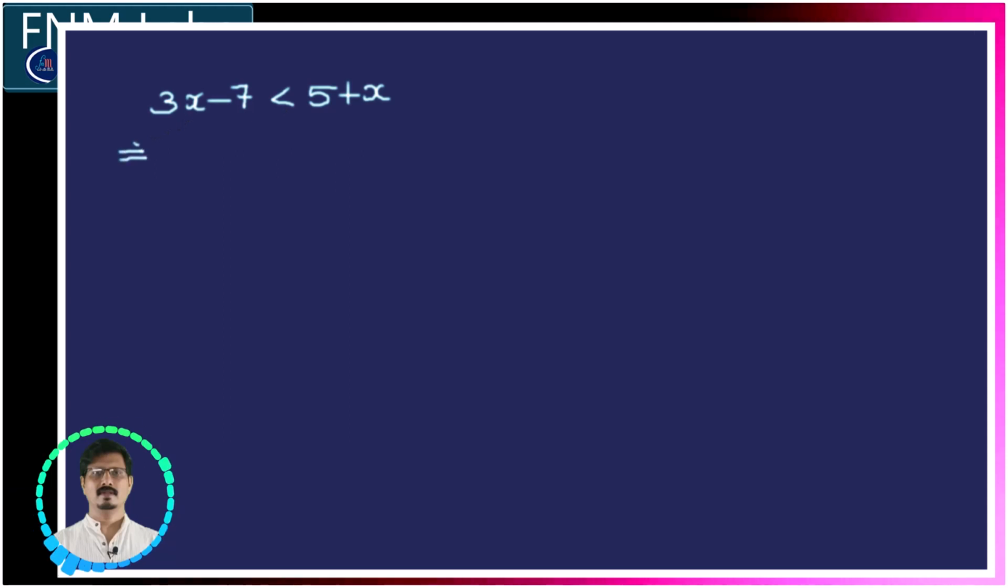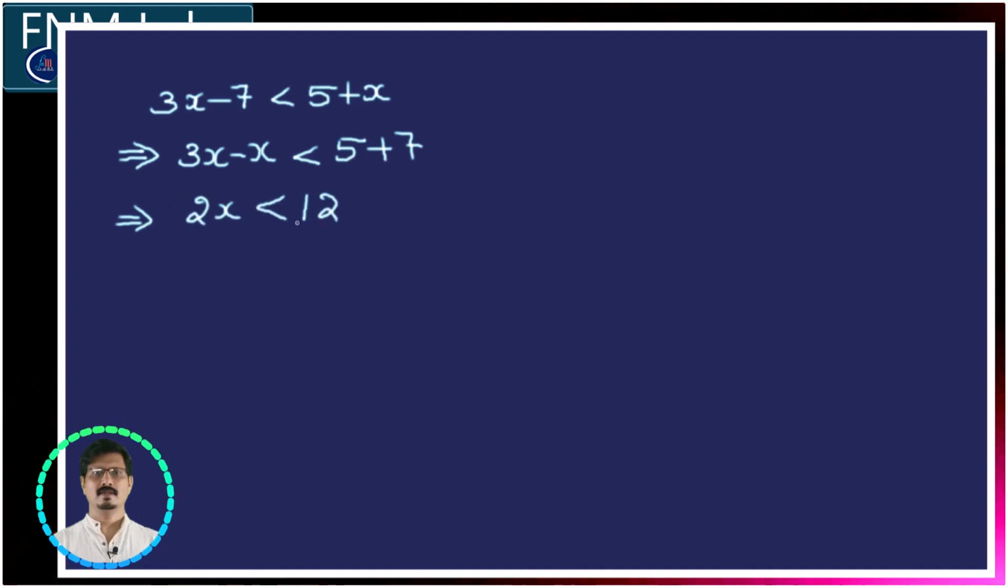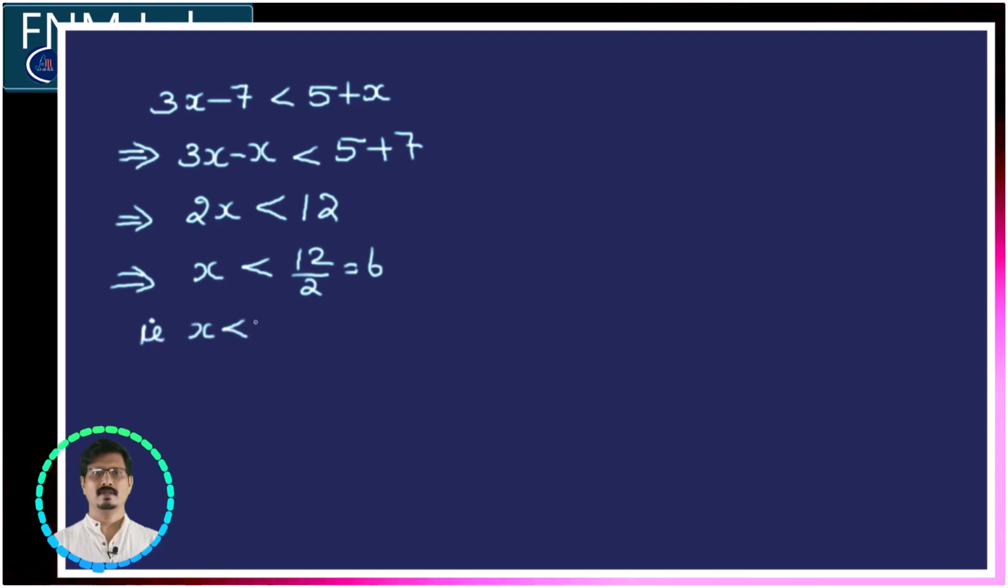So bringing the term x to the left hand side, we get 3x minus x less than 5 plus 7, which implies 2x less than 12, and then x less than 12 by 2, which is 6. So the variable x takes values less than 6 in order to satisfy the first inequality.